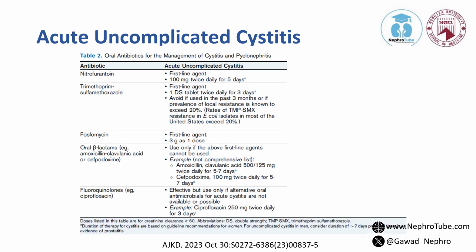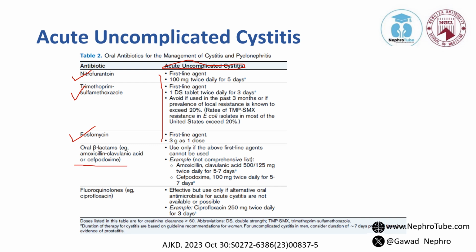What are the first line antibiotics for cases of cystitis? The first line are nitrofurantoin, trimethoprim sulfamethoxazole, and fosfomycin. Those are the first lines for treatment of acute uncomplicated cystitis. And you can read here the doses and the duration that the patient can take.